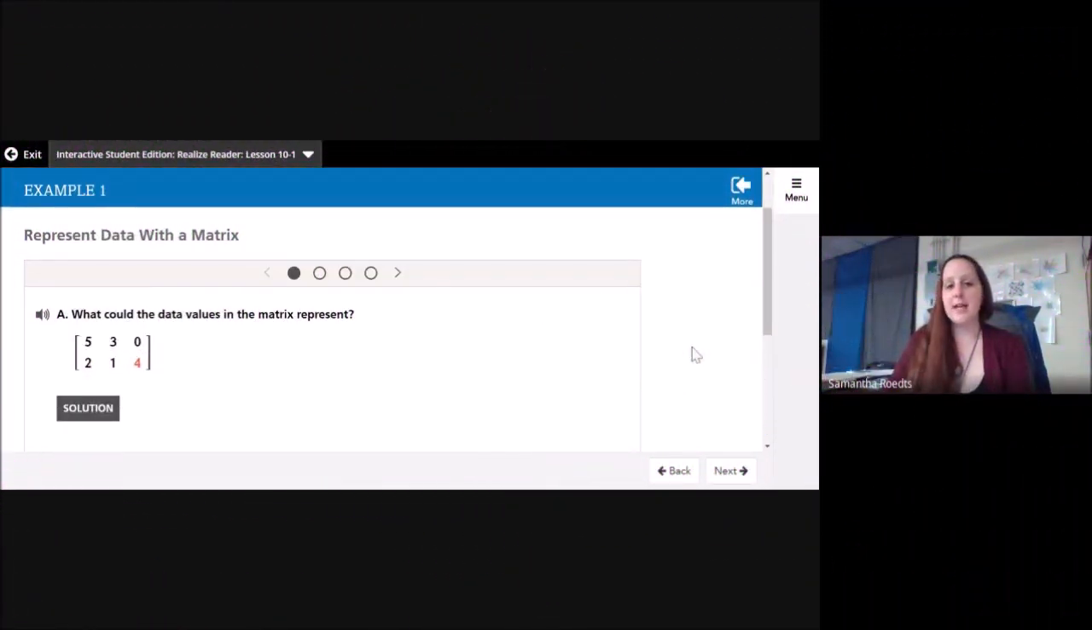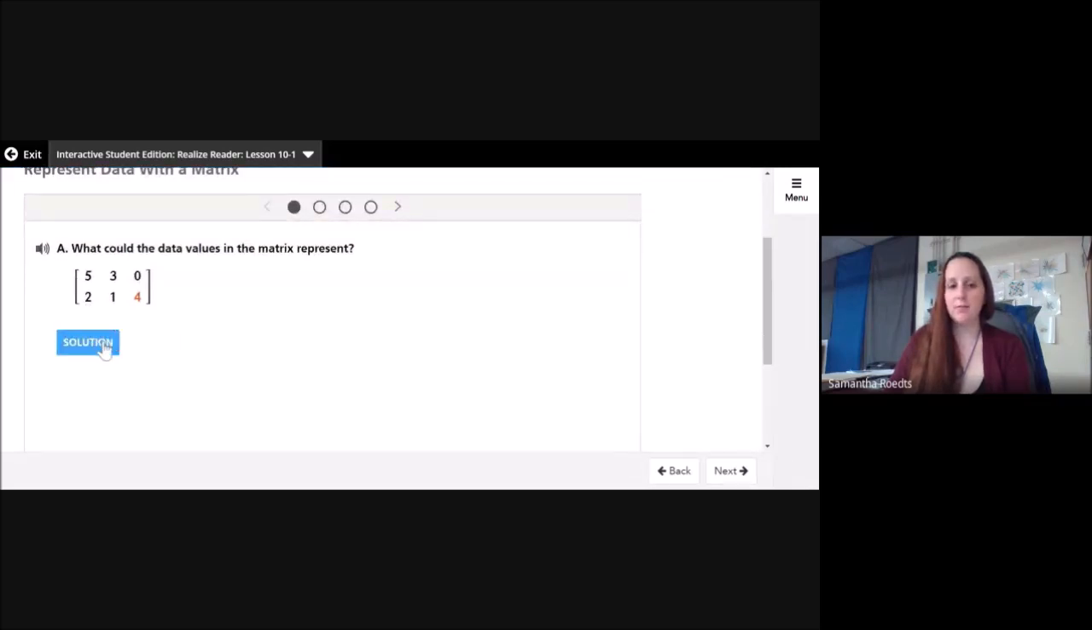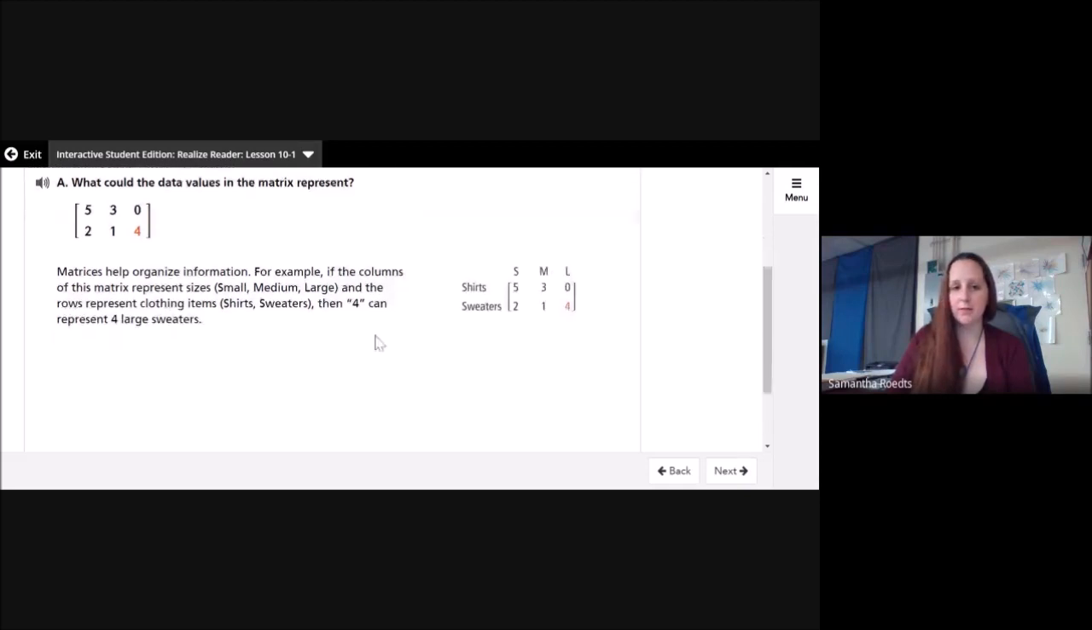Example 1, represent data with a matrix. How could the data values in the matrix represent? Matrices help organize information. For example, the columns of this matrix represent sizes: small, medium, and large. So columns are up and down, rows are straight across. And the rows represent clothing items, shirts and sweaters. So 4, in this case, can represent 4 large sweaters.